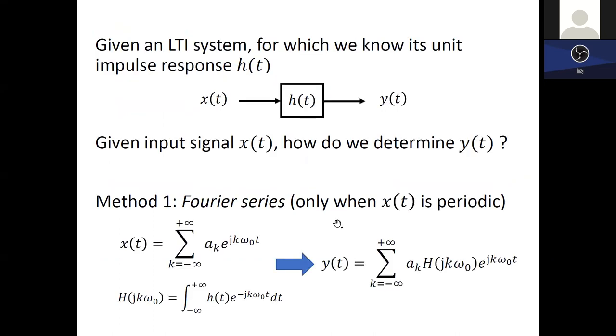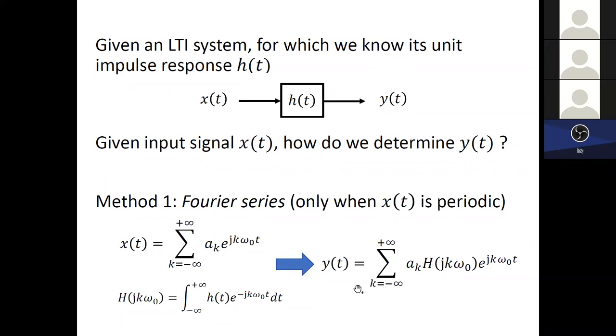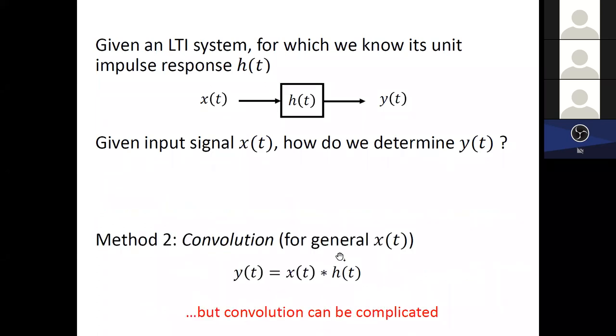There are three methods. Method one we learned from the last chapter, which is Fourier series, but it's only applicable to the periodic signal. And then method two can be applied to general signals, whether it is periodic or not. That's to calculate the convolution directly in the time domain. But we know that convolution can be complicated to calculate, right? It takes perhaps half an hour to calculate a convolution of two signals.